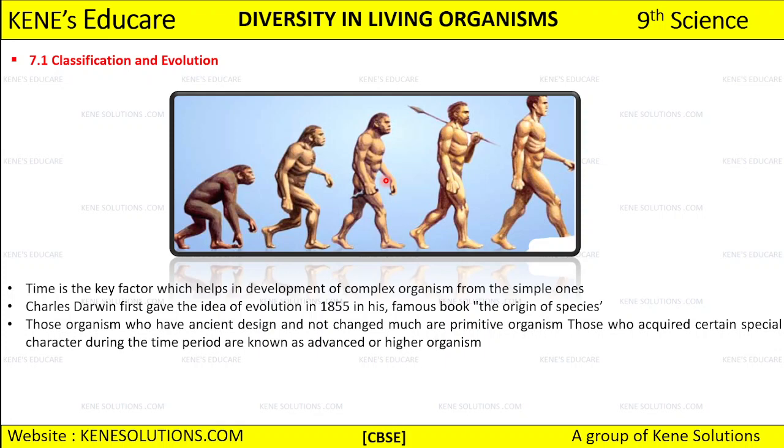So Charles Darwin was the one who gave us the idea of evolution. What did he give the idea on? The idea of evolution. It was given in the year 1855, and he clearly mentioned all the ideas that he had in a famous book named Origin of Species. What is the name of the book? I want you all to write Charles Darwin, then put a dash, write idea of evolution in 1855, and then put a dash and write the name of the book, The Origin of Species.